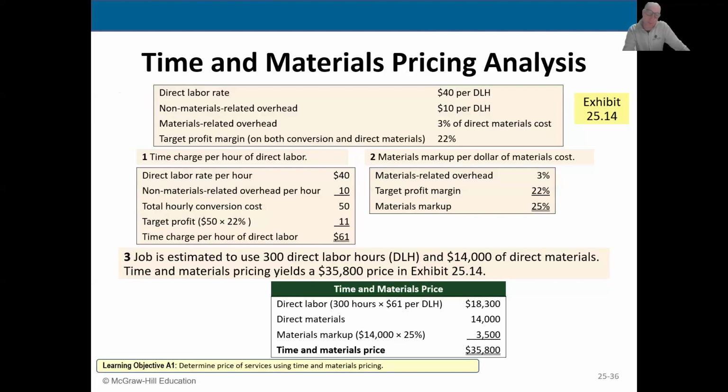Step 2, the markup for the materials using percentages, 25% in this example. Step 3, direct labor plus direct materials plus the markup equals the total cost of the job. That's how the pricing works.